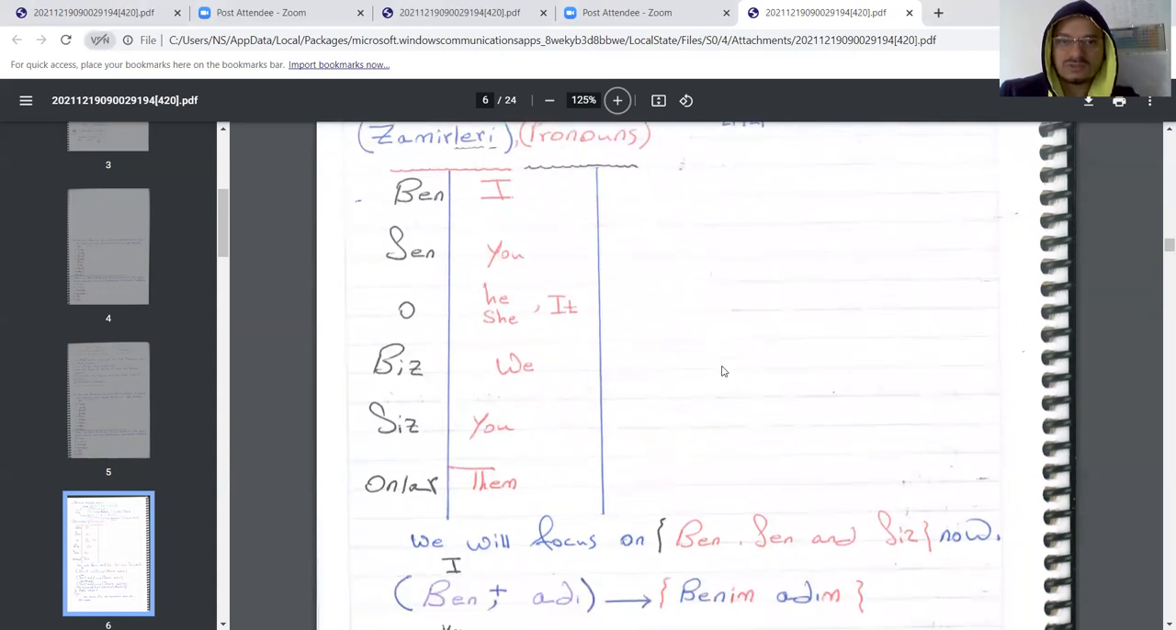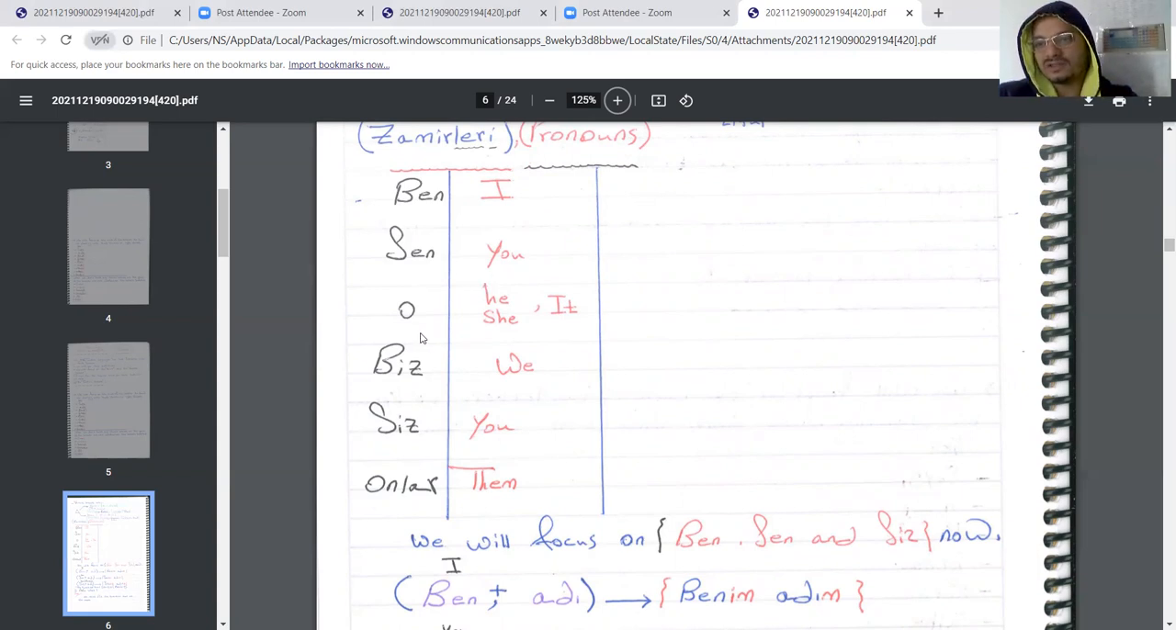We have five pronouns. It's very important. Ben, I or me, but ben means I. Me, we will take the difference between them in the next lectures. Here, ben means I, sen, you, o.